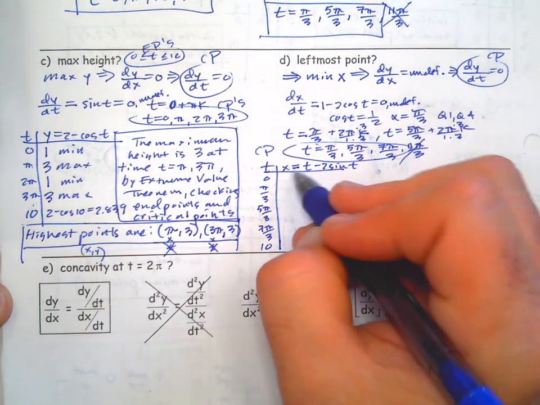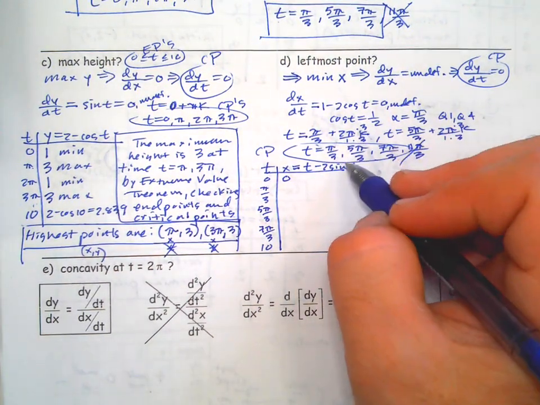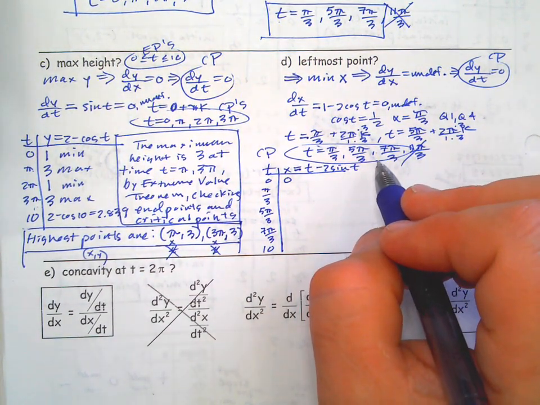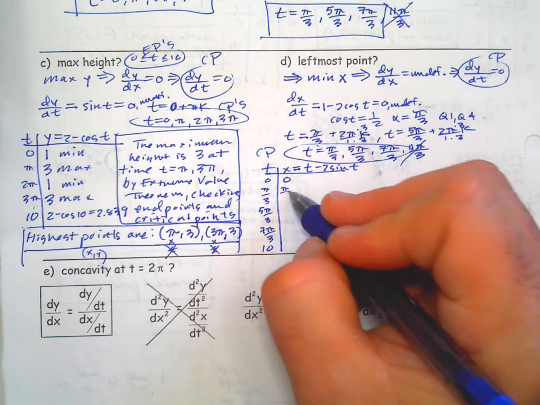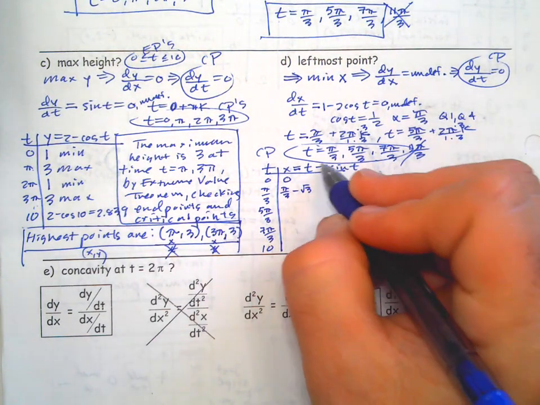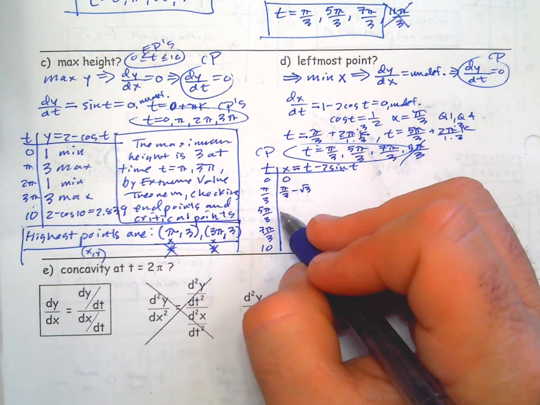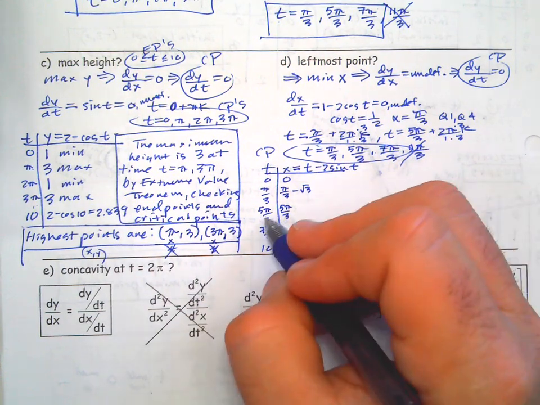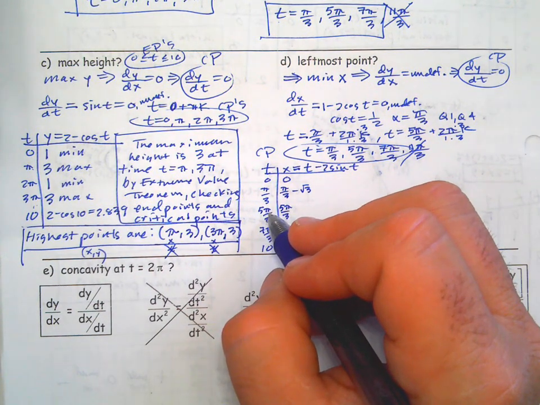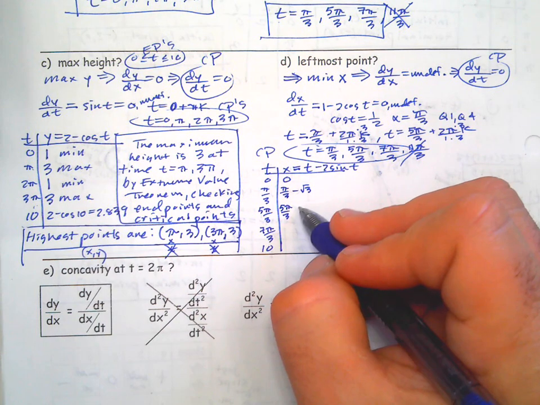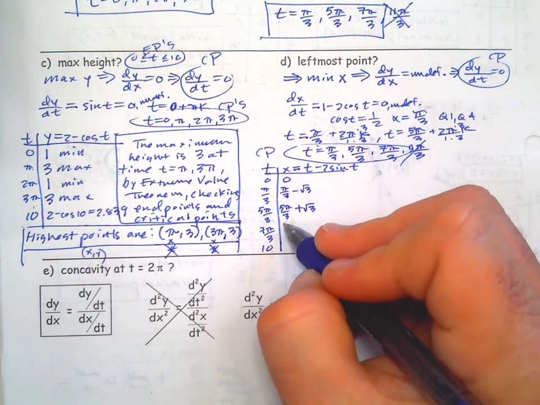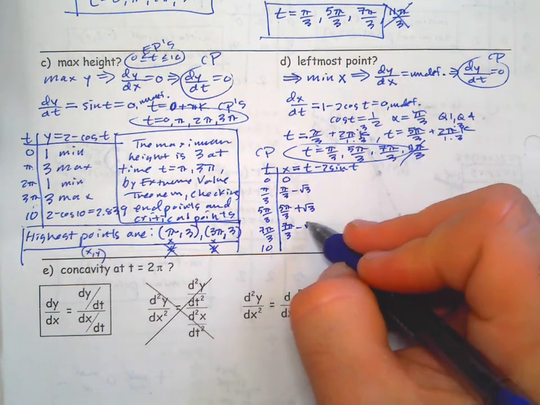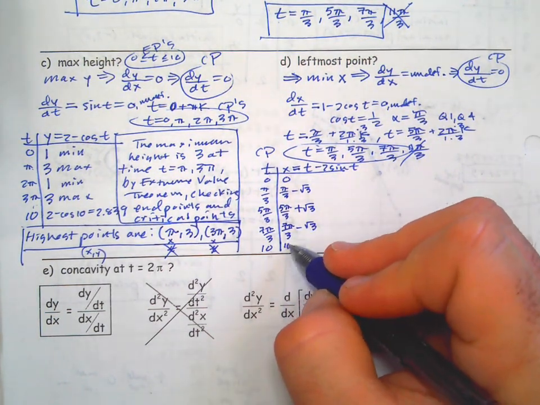So plug 0 in, 0. Pi over 3, sine of pi over 3 is root 3 over 2. So we're going to get pi over 3 minus root 3 over 2. The 2's cancel. And then 5 pi over 3 is going to be 5 pi over 3. And now this is quadrant 4, reference angle pi over 3, so it's going to be negative root 3 over 2, so it's going to become plus root 3. 7 pi over 3 is back in quadrant 1, so it's going to be minus root 3, and then 10 is just going to be something ugly.